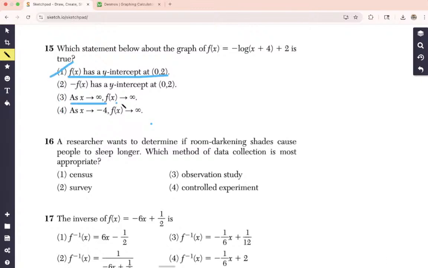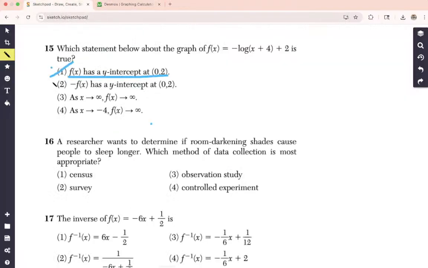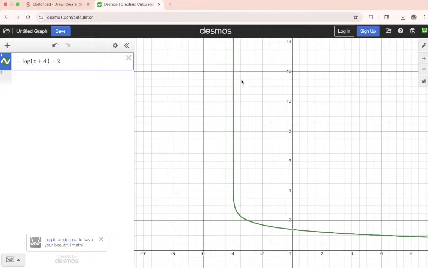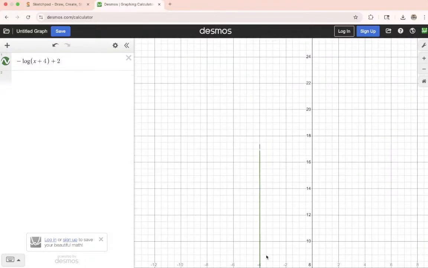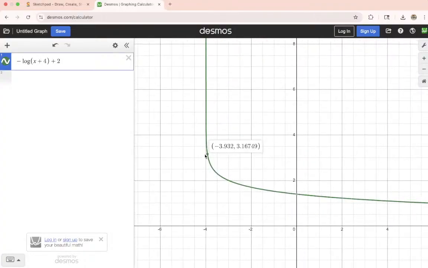Let's see. As x approaches infinity, f of x approaches infinity. Our value is not approaching infinity. As x approaches -4, f of x approaches infinity. That's true. I mean, that kind of looks true, right? As it approaches -4, it's going to become a very, very high value.